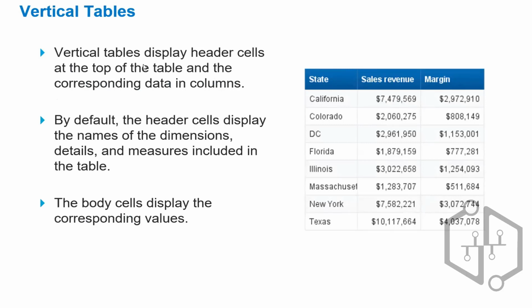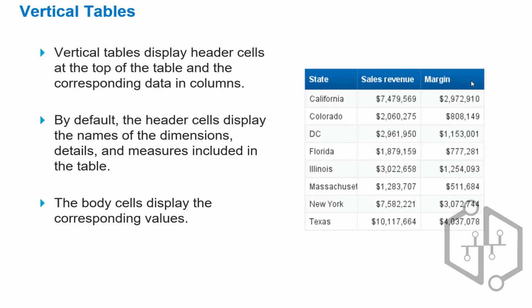Vertical tables display the header cells at the top of the table and the corresponding data in columns. So the header is shown at the top of the table and the data is in the columns. By default, the header cell displays the names of the dimensions. If you see, this is the header cell, which has the blue background. By default, what it will show us is this object name. Here, California, Colorado, this is coming from the object state. And this key figure, this number, is sales revenue.